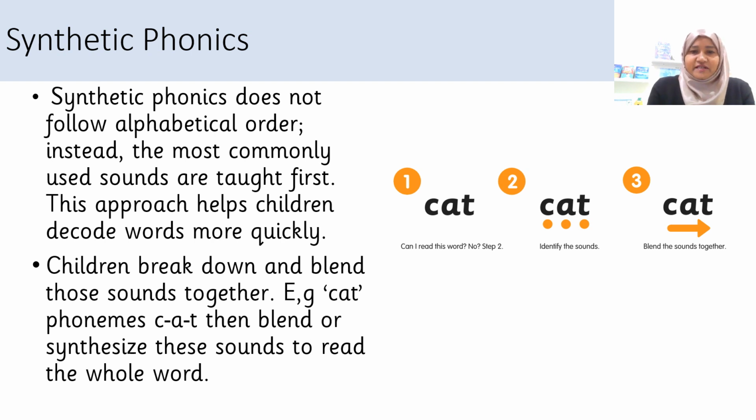Now, say if we looked at the word cat, if we use letter names instead of letter sounds, we'd be reading C-A-T. Children break down and blend these sounds together, e.g. cat, phonemes c, a, t, then blend or synthesize these sounds to read the whole word.